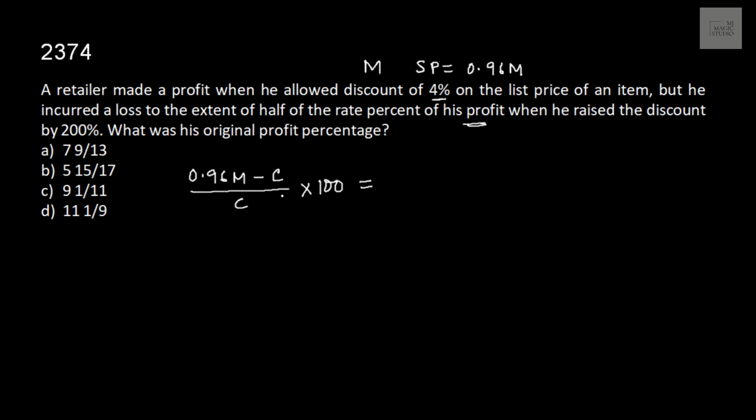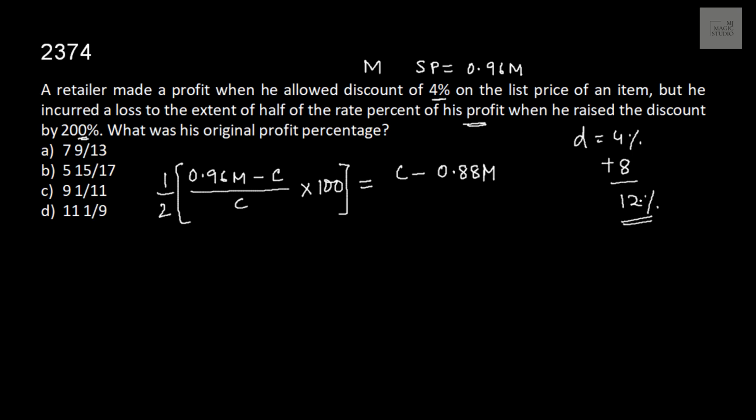Now half of this was the loss if he raised the discount by 200%. Discount initially was 4%, raise it by 200%. That means you are raising it by more 8%. Now you are giving 12% discount. If you are giving 12% discount, you are incurring loss, which is equal to half of the profit percent. That means half of profit percent is your loss percentage. Loss is CP minus SP. New SP is 0.88 M because you are giving 12% discount, by C into 100.